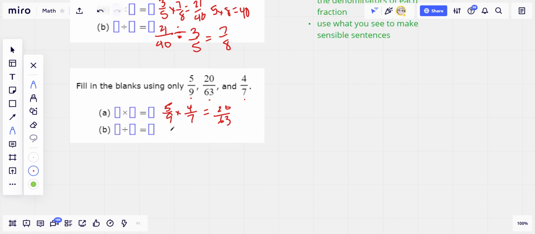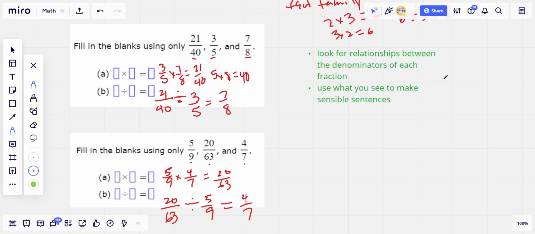Now for the division problem, we'll just take the answer from our multiplication, 20 over 63, divided by, and I could choose either one of these. I'm going to choose 5/9. That will have to equal 4/7. So that is a little bit of work with fact families with fractions.